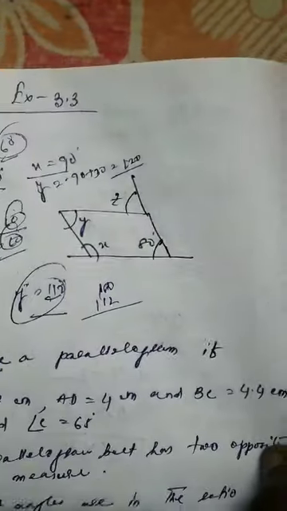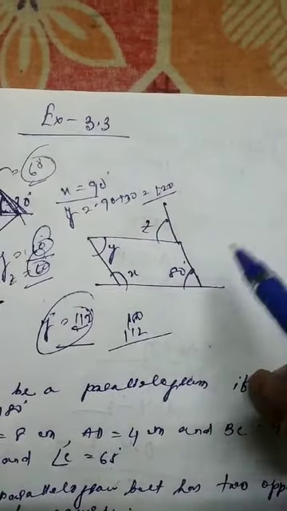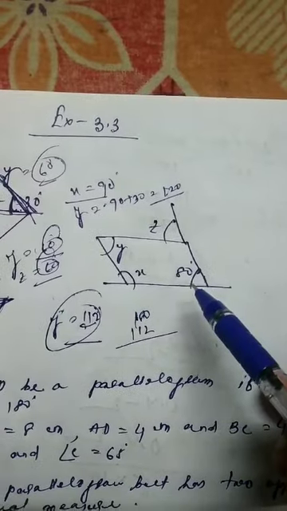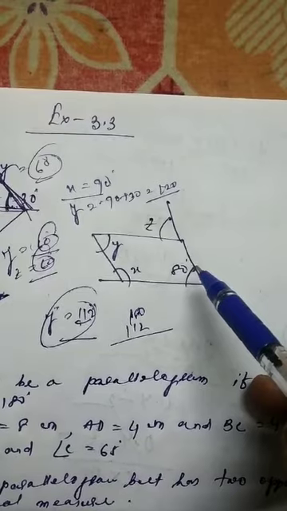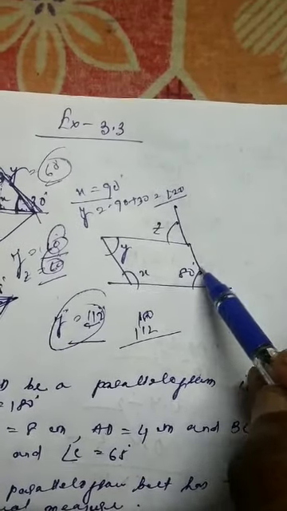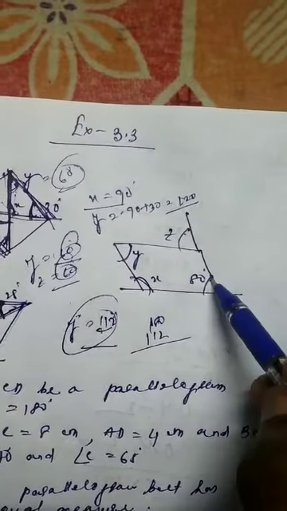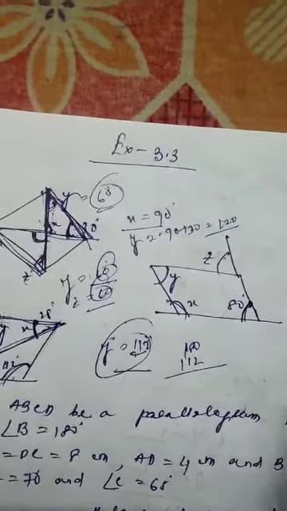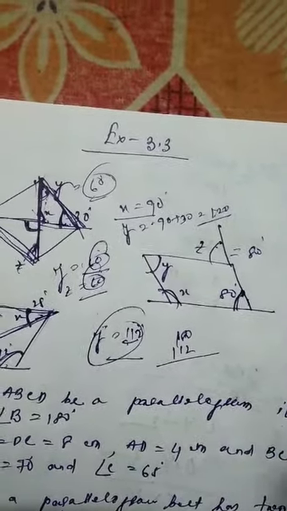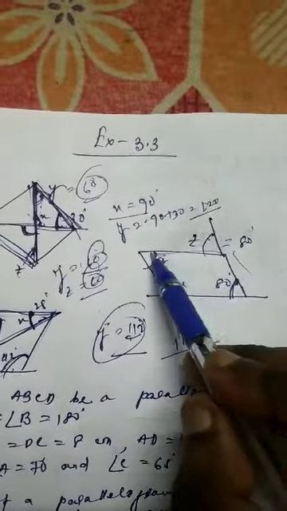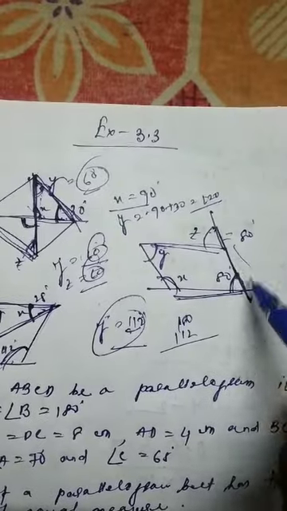Now one more question. Over here is one more parallelogram. Children, I have to find the measure of x, y and z. This is x, this is y, and this is z. The measure of z must be 80, because here is a parallelogram and these sides are parallel, and this is a common transversal.